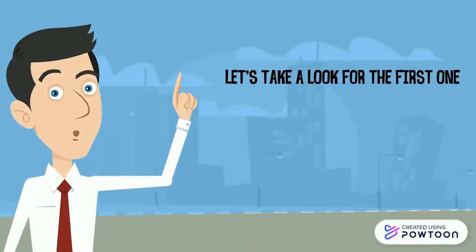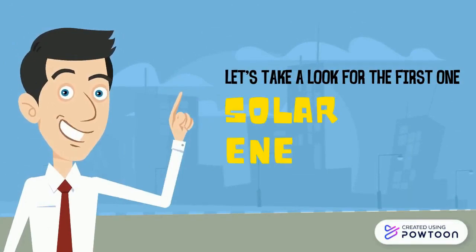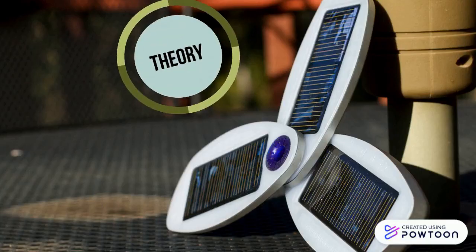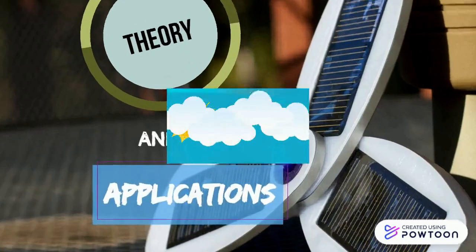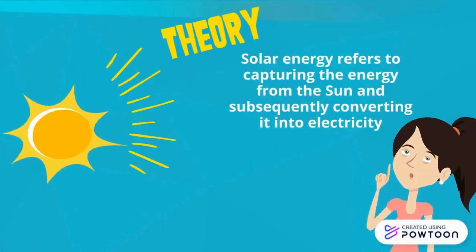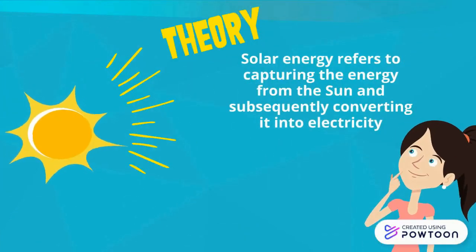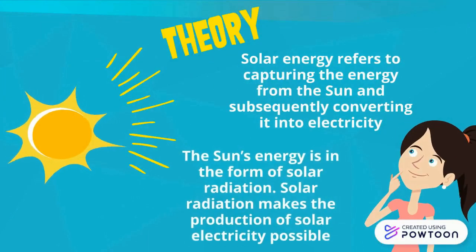Let's take a look at the first one. Solar energy. Solar energy refers to capturing the energy from the sun and subsequently converting it into electricity. The sun's energy is in the form of solar radiation. Solar radiation makes the production of solar electricity possible.